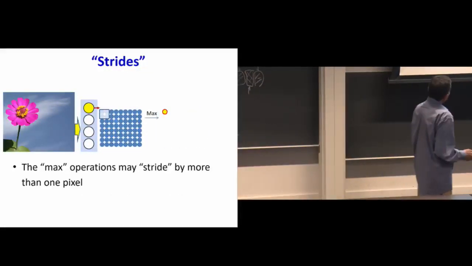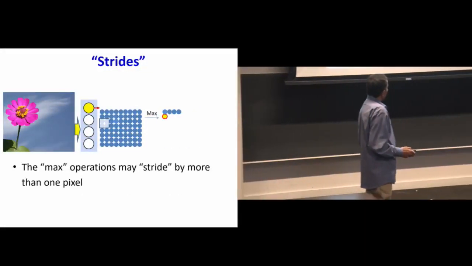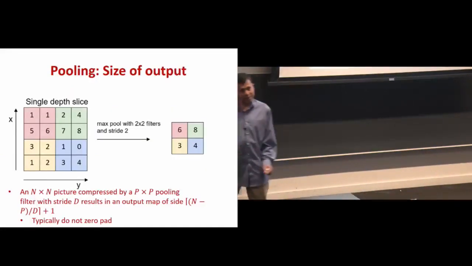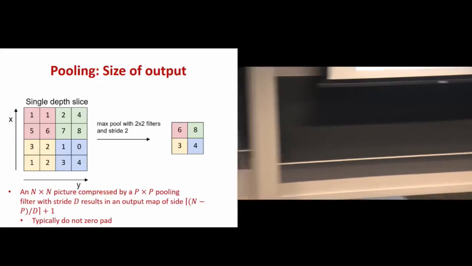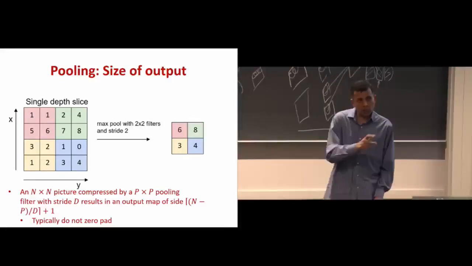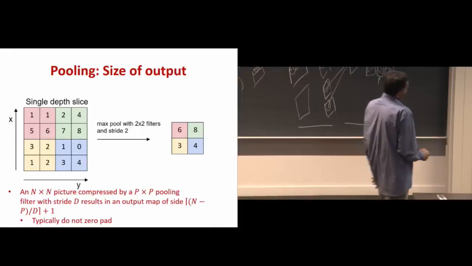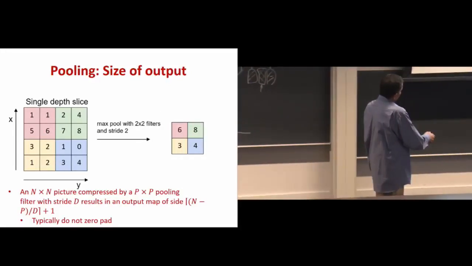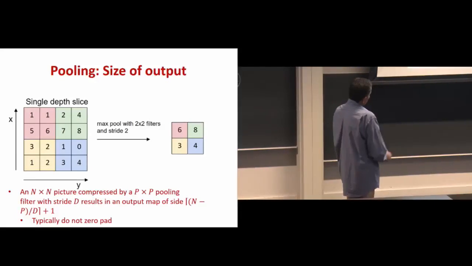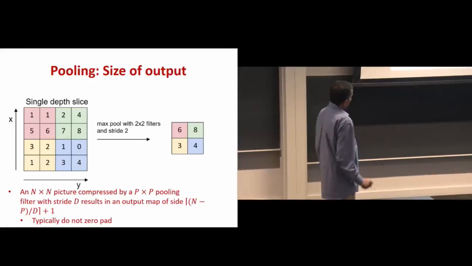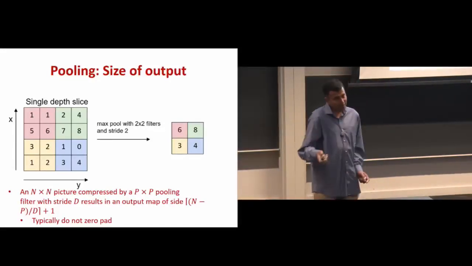And once again, over here, you can stride by more than one. And striding by more than one is going to result in a reduction in the size. And typically, when you're performing the max pooling operation, you are going to be striding by more than one, which is why we call this the downsampling operation. So if you have some p cross p pooling and you have some stride d, the result is going to be n minus p over d plus 1, exactly the same as we saw before.